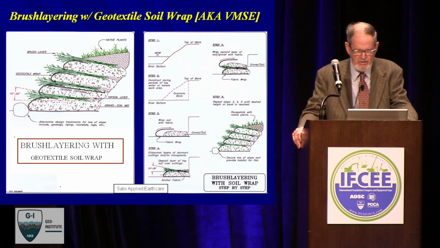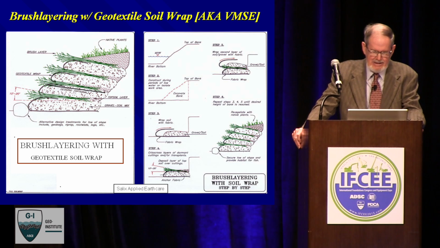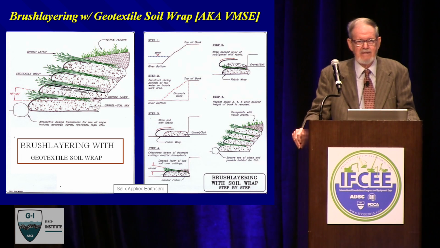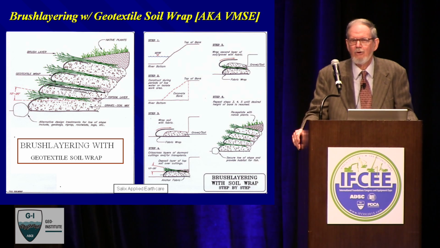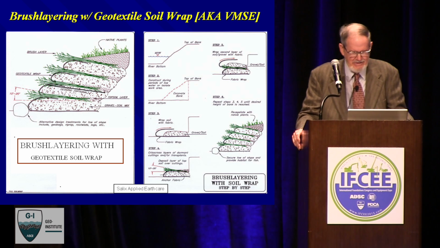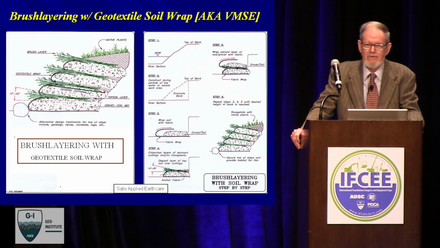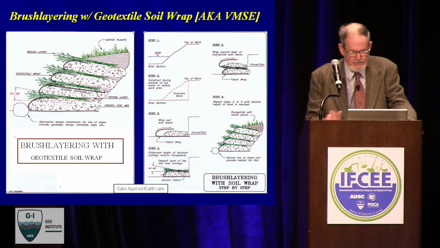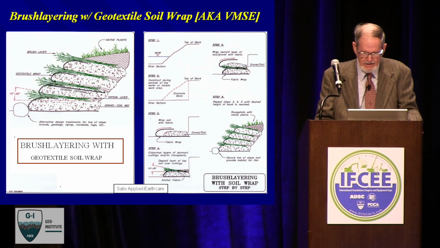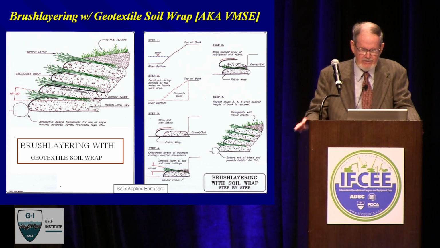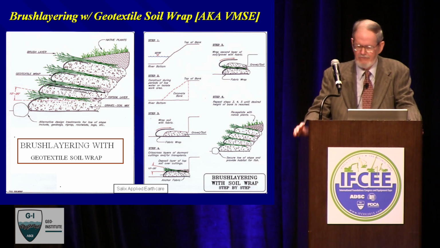Brush layering can also be combined with conventional mechanically stabilized earth, the latter using geotextiles or geogrids. This technique is referred to as vegetated mechanically stabilized earth, or colloquially as burrito wraps. The live branches or cuttings are simply inserted between successive wrapped lifts of soil. The geosynthetic layers provide additional and immediate reinforcement, and the live brush layers provide the advantages that were alluded to in the previous slide.